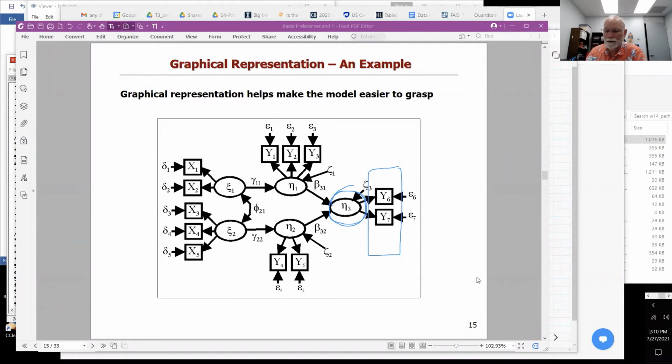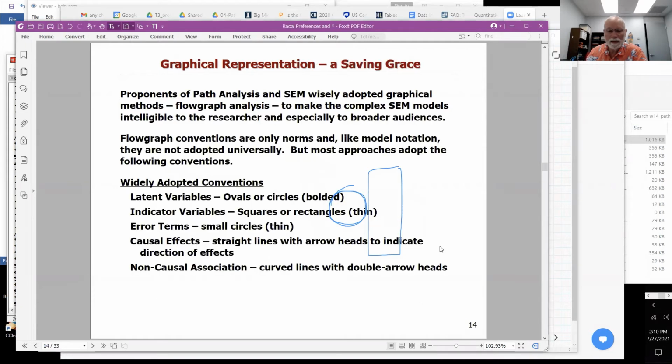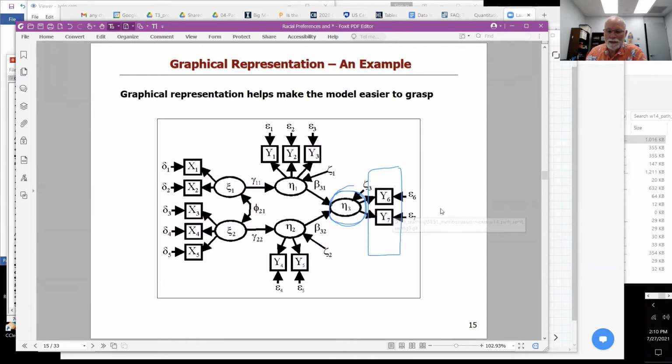Okay. And that is causal effects, which are straight lines with arrowheads. And notice that we have a straight line coming from the latent variable to the indicator.